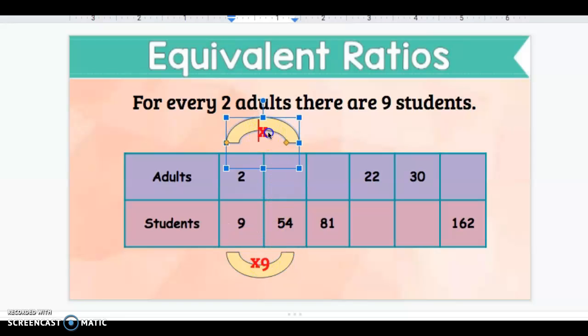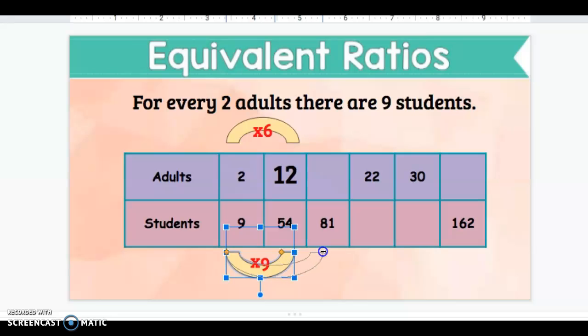So whatever you do to the bottom, you do to the top, or vice versa. So 2 times 6 would be 12. All right? So then we move our rainbow to the next box in our chart.